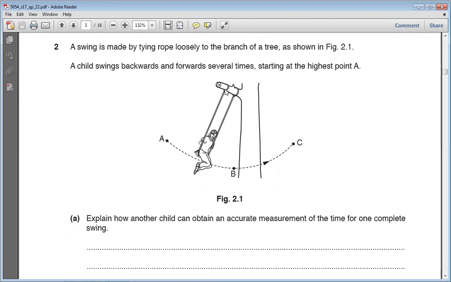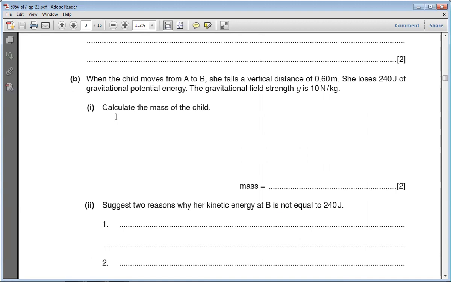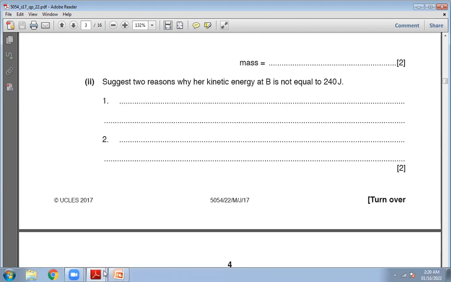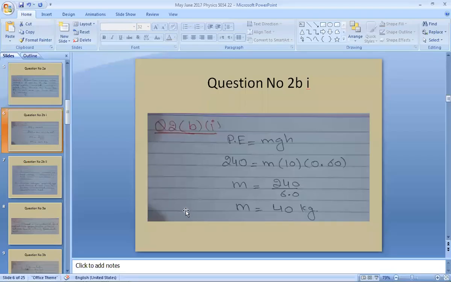So that's why not all the potential energy which is lost converts into the kinetic. Some of the energy has been converted into heat and is lost to the surrounding. So that's why the kinetic energy which she has at point B is not equal to the gravitational potential energy which she has at point A. So it's a 2 mark question. Okay, so let me show you my answer.